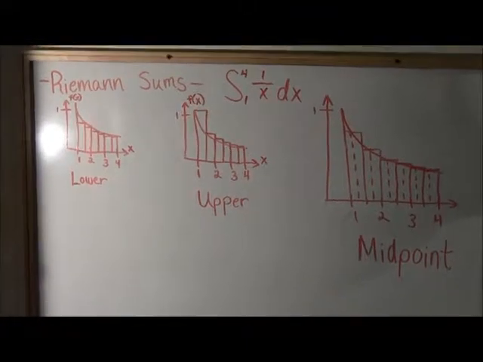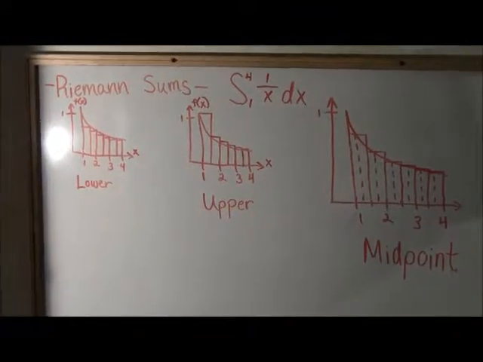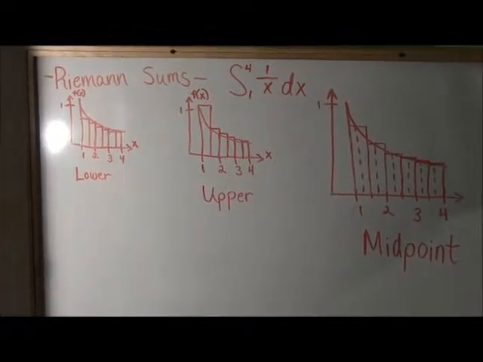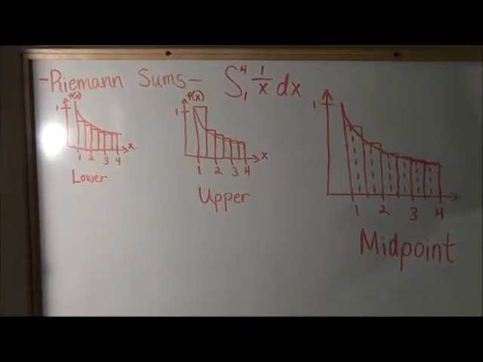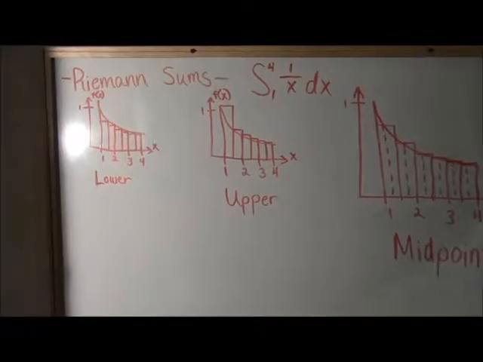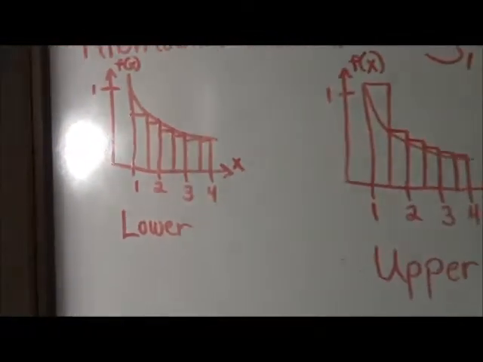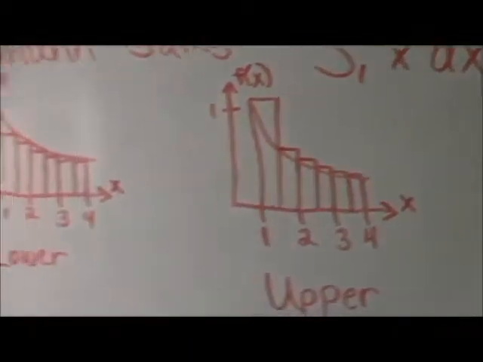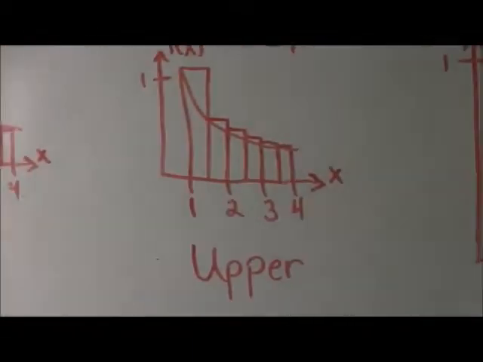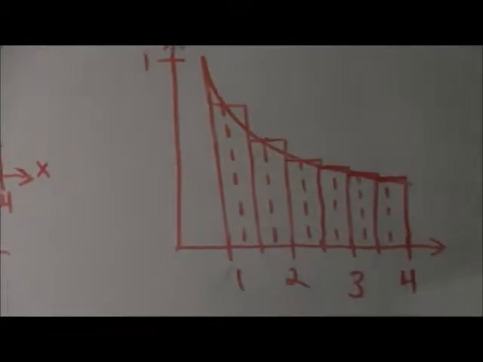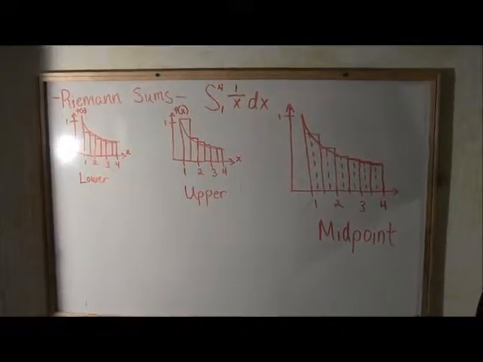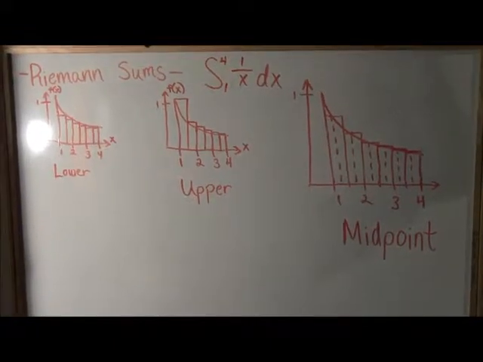Similar to the trapezoidal sums, we have the Riemann sums to find the area underneath the curve. And here we have the integral of 1 over x dx from 1 to 4. And we have the lower, upper, and midpoint sums. And the one that is most accurate is midpoint because it takes the average of the lower and upper sums.